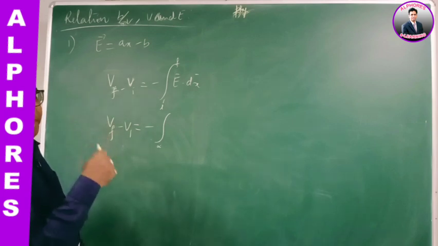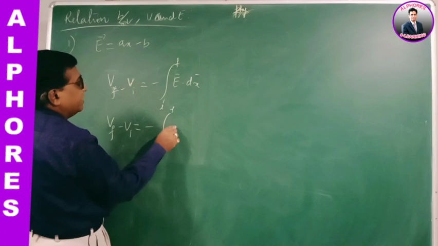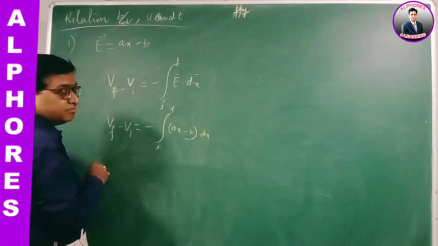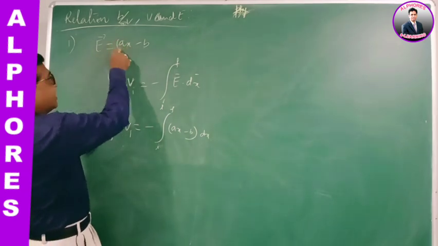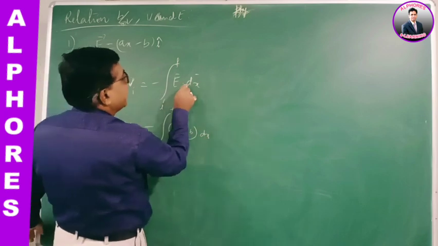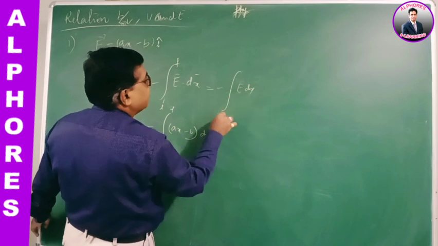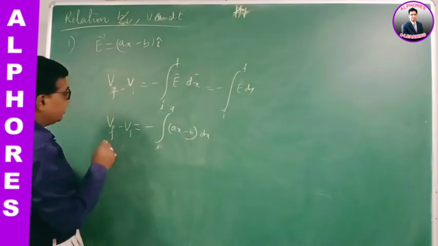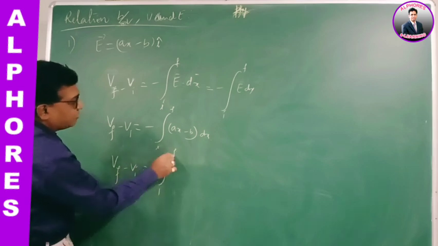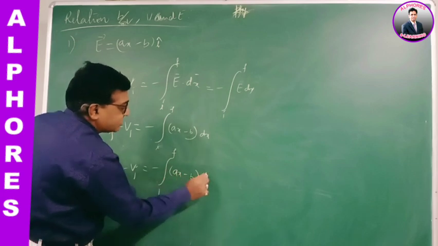We are taking the body from infinity, initial point to final point. E is Ax minus B into dx. So this is also along the x direction only, so dx is also in the x direction. The dot product E dx, both are in the same direction, so you can simply write E dx from initial to final. Therefore V final minus V initial is minus the integration from initial point to final point of (Ax minus B) dx.